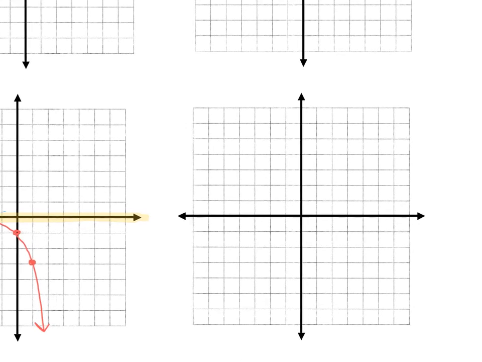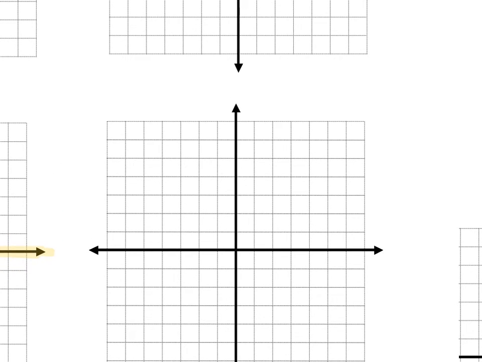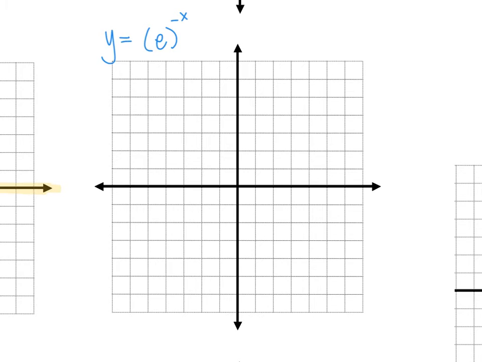Okay, let's try another one. Okay, how about y equals parentheses e to the -x? This is a famous exponential also. Again, remember there's the number 1 in front of these. All right, so draw your asymptote. It's always part of the graph. And then we hug the asymptote. And we curve toward 1.